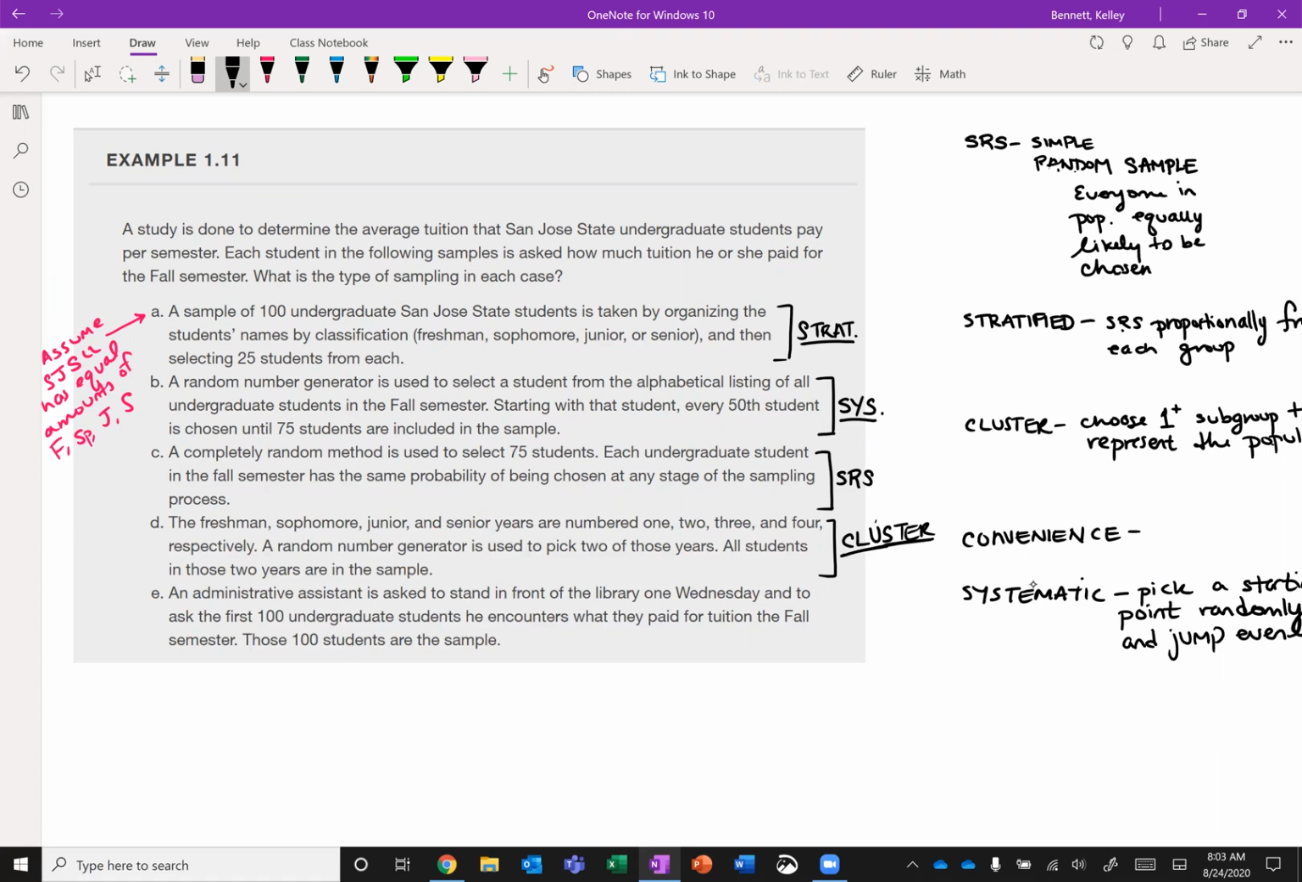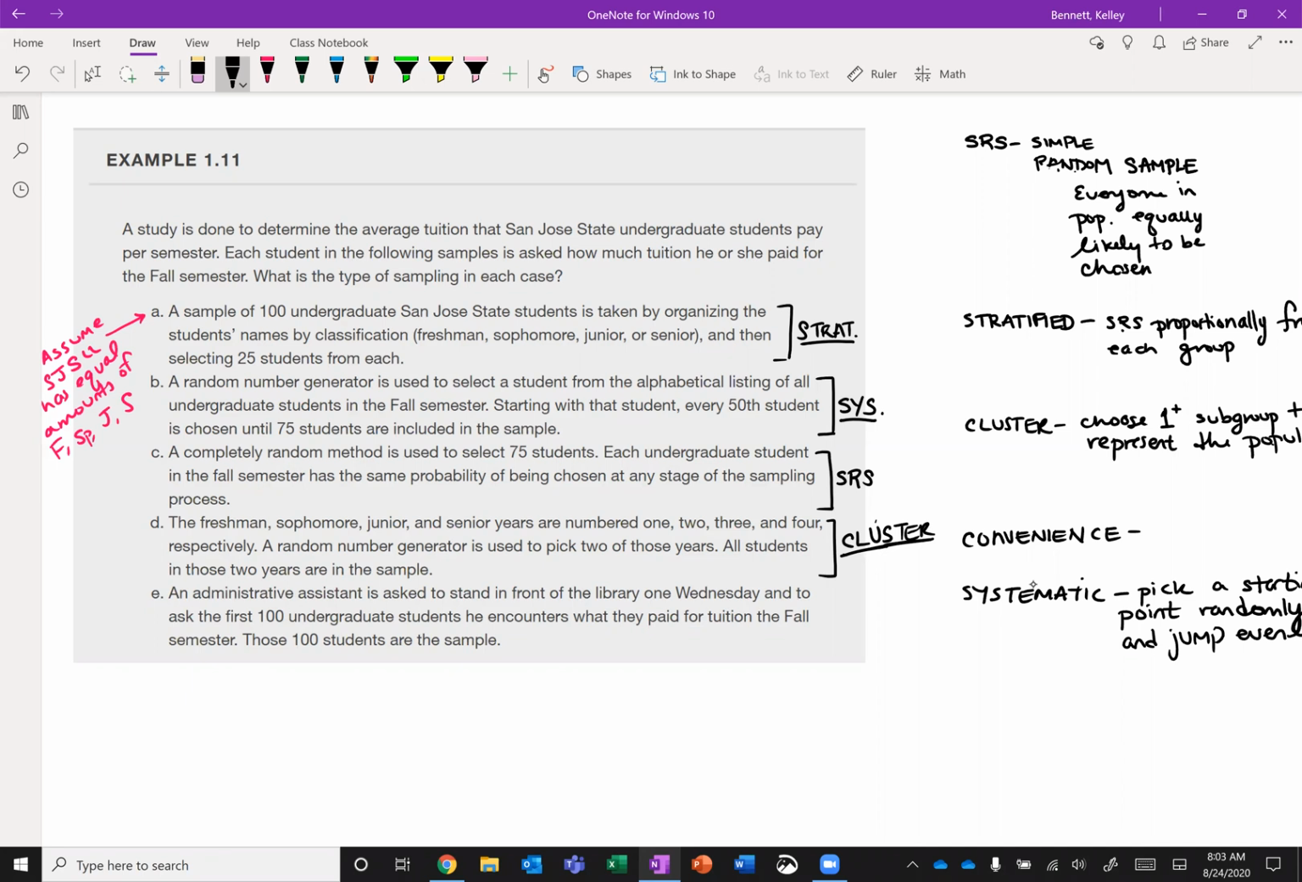An admin assistant is asked to stand in front of the library one Wednesday to ask the first 100 undergraduate students he encounters what they paid for tuition. So again, not every student is going to go to the library that day. I'll tell you right now, San Jose State is a commuter school. So you have to think about that. Are the patrons of the library a good representation of all the undergraduate students at San Jose State? Maybe not. If you're a working person going to a commuter school, you probably have other stuff going on in your life. You may not have time to go to the library.